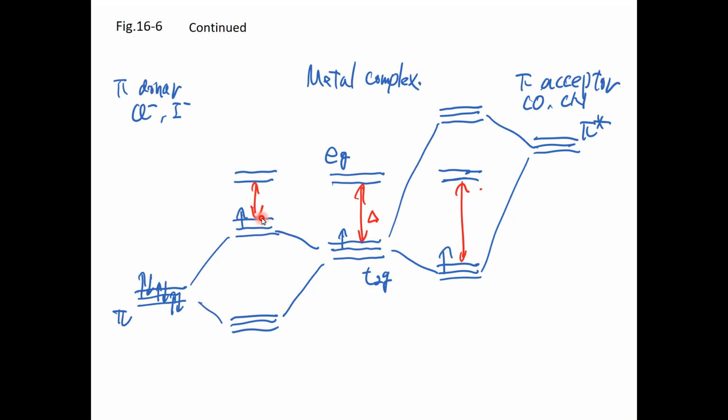On the other hand, by using the pi acceptor case, this energy level is pushed down, and that makes this gap larger. So light absorption is more on the blue side, as you could observe.